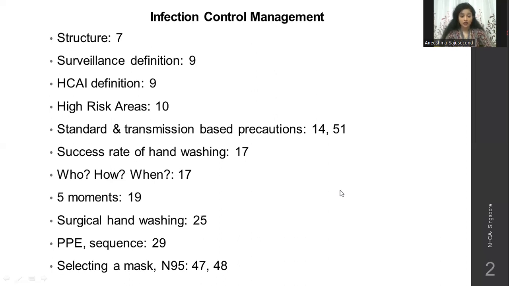High risk areas, a list of high risk areas is given on page number 10. Read that. Standard precautions are on page number 14 and 15. Transmission based precautions are on page number 51 onwards. In between, you have all your PPE, personal protective equipment, etc. Personal protective equipment is a self-study.